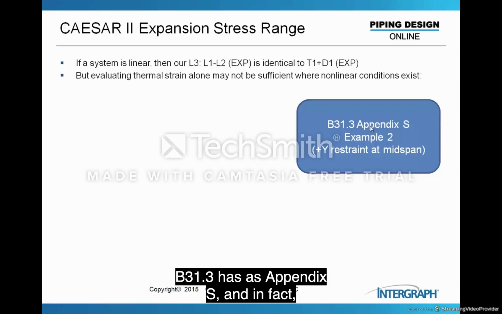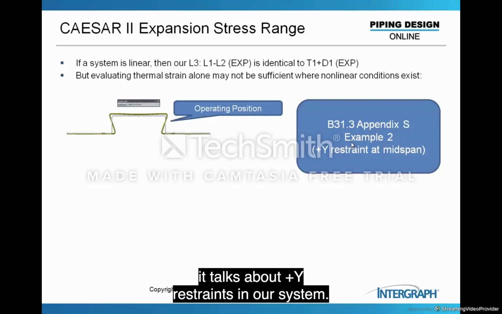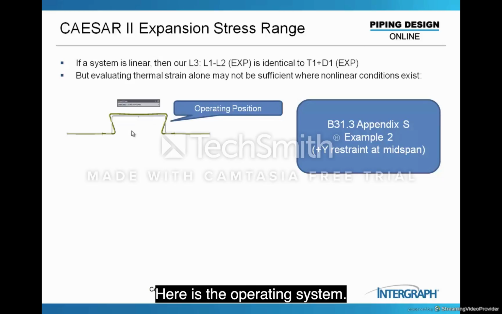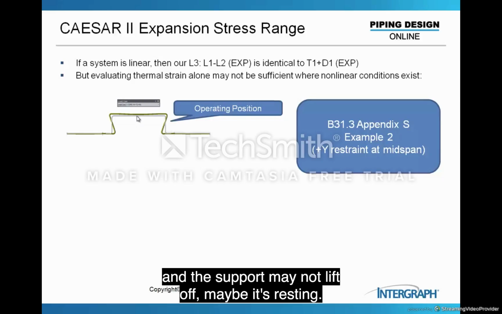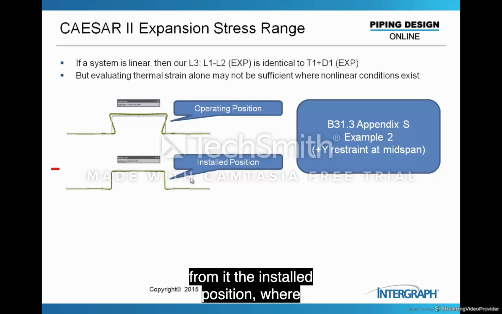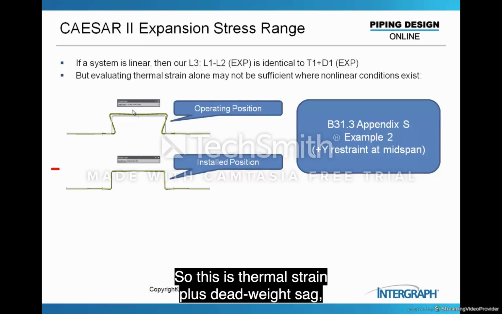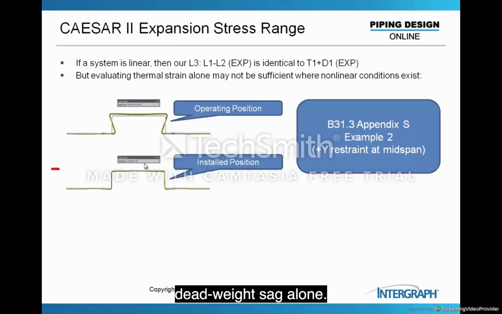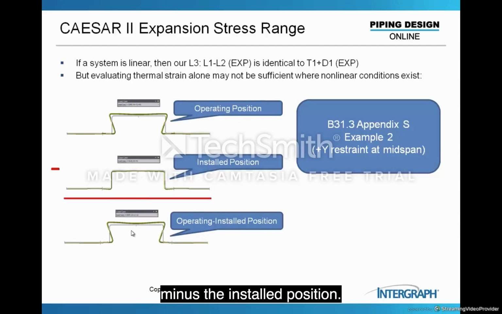B31.3 has Appendix S, and in fact, in an earlier series in this course, Example 2 talks about plus Y restraints in our system. Here's the operating system. We have a lot of dead weight sag in the middle of the span, and the support may not lift off, maybe it's resting. What we do in CAESAR II, we take that position and we subtract from it the installed position, where it's pure deadweight sag. So this is thermal strain plus deadweight sag alone. I subtract those two, and it gives me the operating minus the installed position. That's the full range of motion.